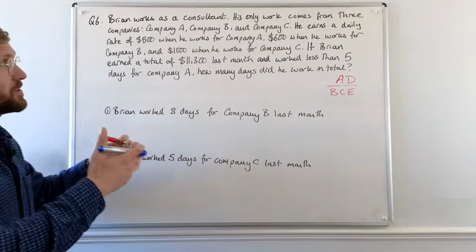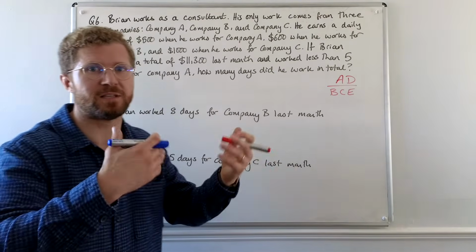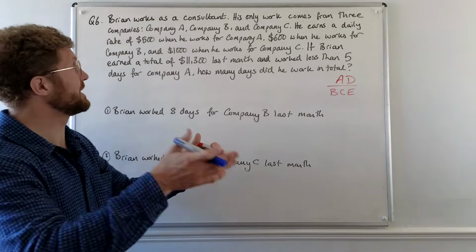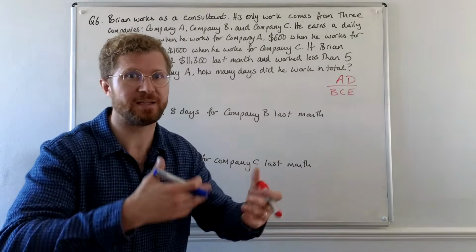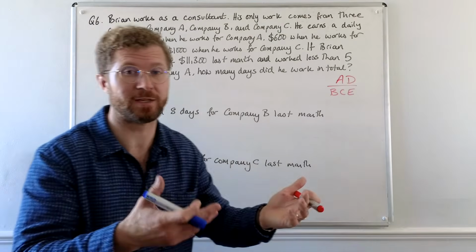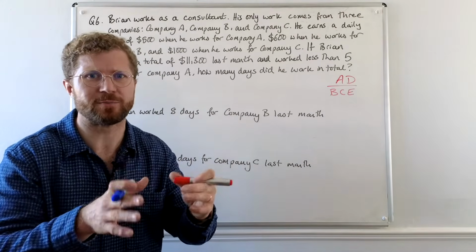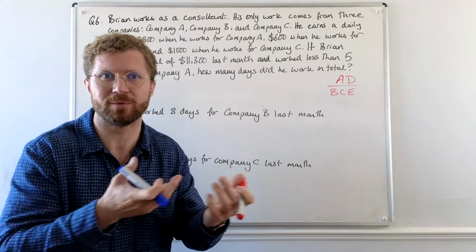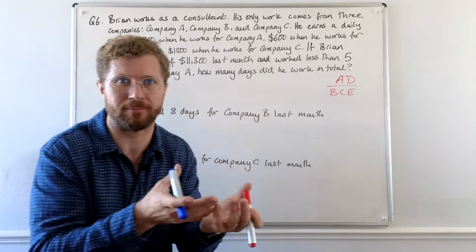So we get told Brian works as a consultant, he only works for 3 companies, company A, B and C, and we get told his daily rate of $500 when he works for company A, $600 when he works for company B, and $1,000 when he works for company C. Now at this point you might be tempted to get some words down on paper, but we don't have anything we can really make an equation from.